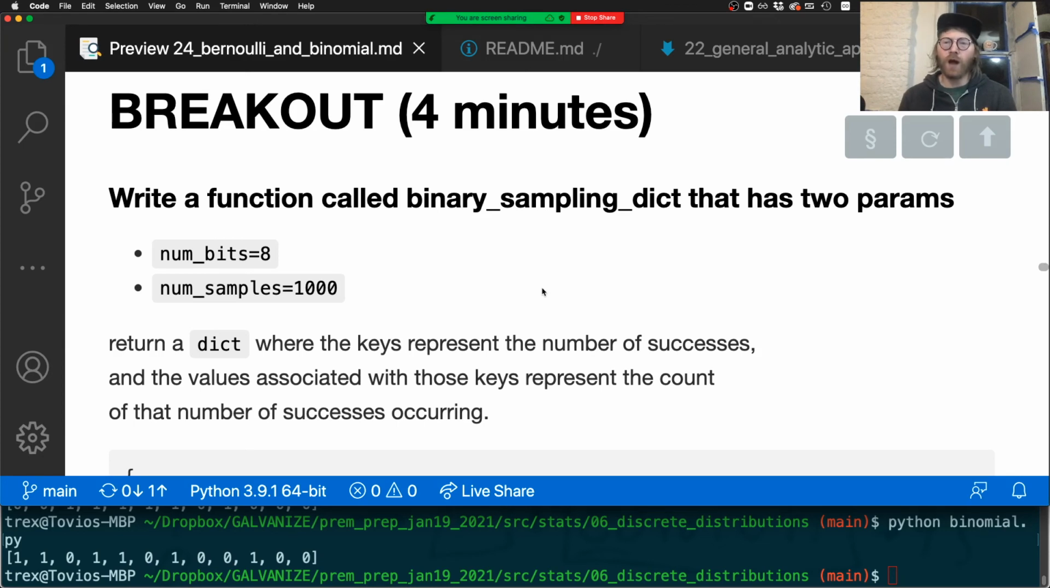You're going to count the number of bits, right? And let's say you get 8 bits, let's say 8 ones. You're going to add the key for 8 into the dictionary, and then you're going to increment the value for that key by 1. So basically what you're doing is essentially what I did just a little bit ago, except instead of counting, we're sampling out and populating a dictionary. So it's going to be a slightly different process.